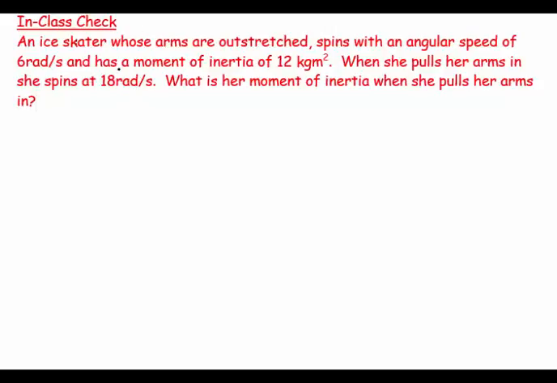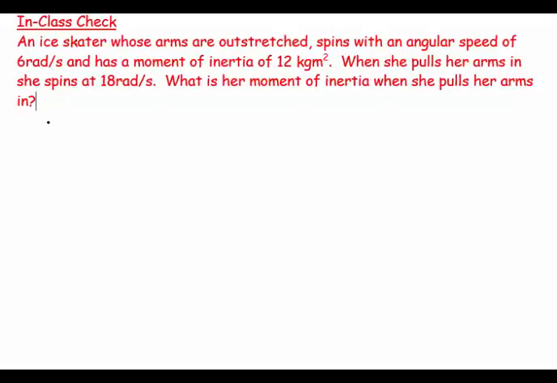Welcome. This question says an ice skater whose arms are outstretched spins with an angular speed of 6 radians per second and has a moment of inertia of 12 kilogram meter squared. When she pulls her arms in, she spins with 18 radians per second. What is her moment of inertia when she pulls her arms in?